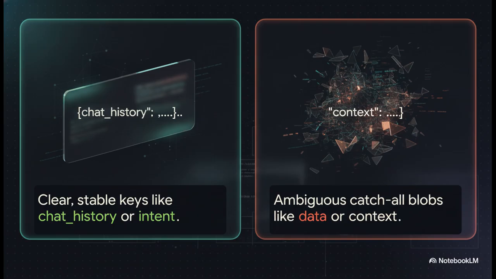These make it completely obvious what data is flowing through the system. Bad design? That's when you rely on massive, ambiguous catch-all blobs like data or context. If your routing depends on clear fields to make decisions, dumping everything into one giant blob is going to make your transition logic incredibly fragile in production.